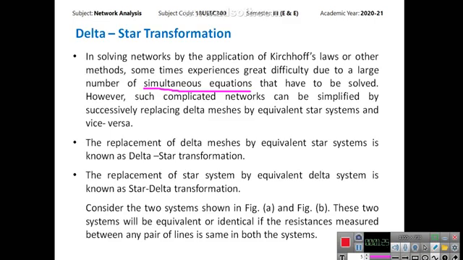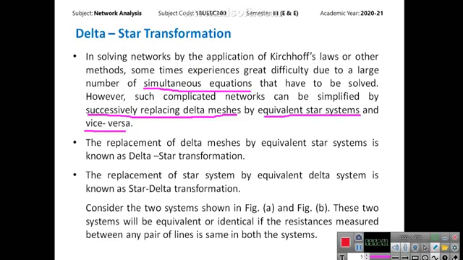However, such complicated networks can be simplified by successively replacing delta meshes by equivalent star systems and vice versa. So you can convert the delta system or delta meshes, a mathematical closed path, into an equivalent star system and vice versa. So star into delta also you can convert in order to get the solution for a given network.